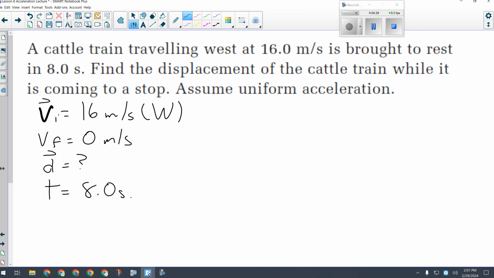These are the little things that we have to get. I'm going to say that over and over again today. These are the little things that come out of a question that are going to be important. I know my displacement is going to be west if I come to a stop. Now, if my final velocity was something east, then I might have a displacement east, but that's not the case in this one. So these are my givens, and I'm looking for D. Which of the formulas on my formula sheet in the kinematics section has VF, VI, D, and T in it?